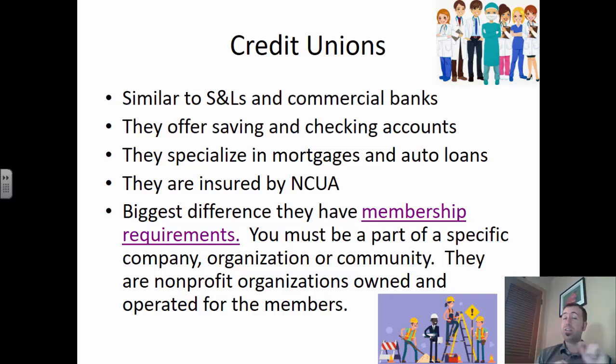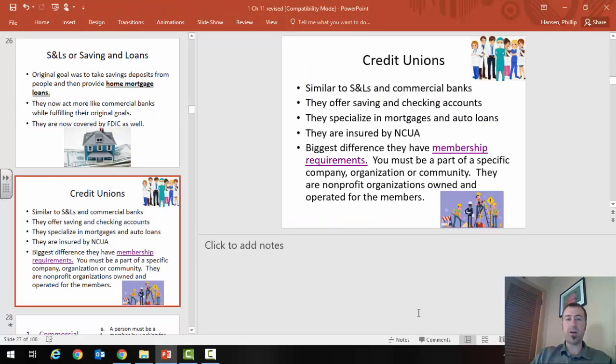They're not insured by the FDIC, though. They're insured by something called the NCUA. Basically, same concept as the FDIC, just a different insurance organization. The biggest difference between credit unions and commercial banks is that they have membership requirements. So you have to be a part of the medical profession or the construction profession or the education profession, or like Dupaco and Dutrac, which are local credit unions. Let's look at Dupaco together right now.